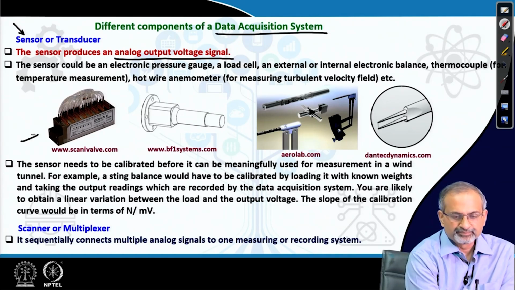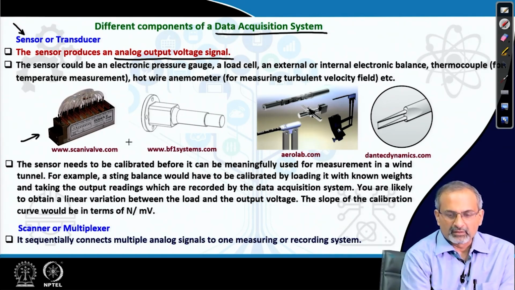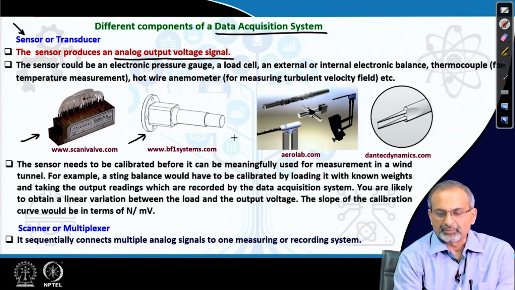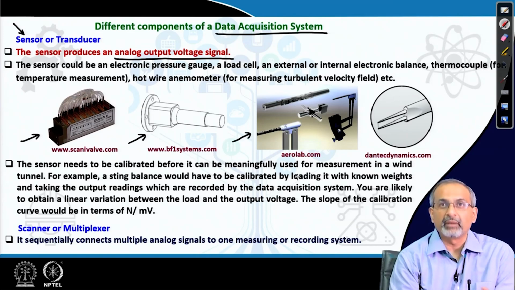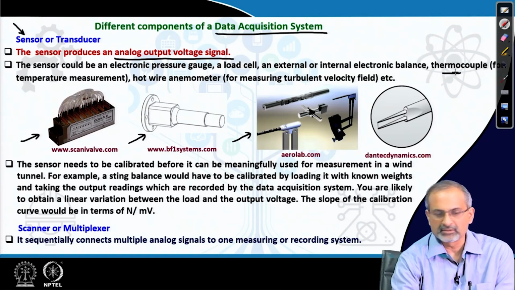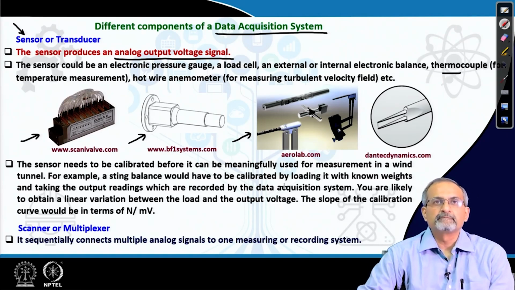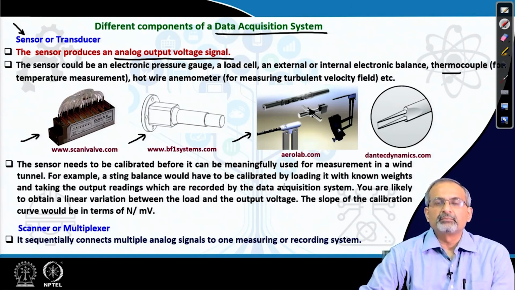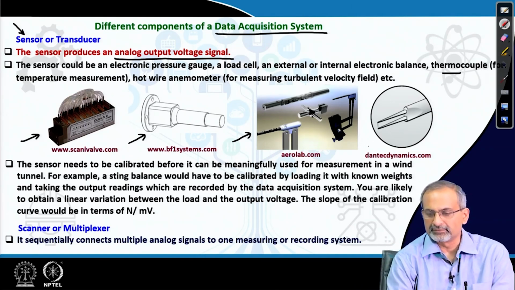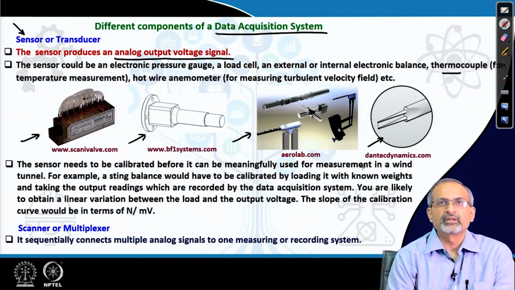and in aerospace applications there could be different kinds of gauges which we may be looking at. Typically an electronic pressure gauge, a load cell, external or internal electronic balances, thermocouples where we are interested in temperature measurement. So, flows where thermal effects are important, hot wire anemometer where we are measuring a turbulent velocity field with hot wire probes. So, there could be miscellaneous sensors applied for measurement of flows, and therefore, you generally have a sensor or transducer which is providing you the analog output voltage which represents a certain physical phenomenon.